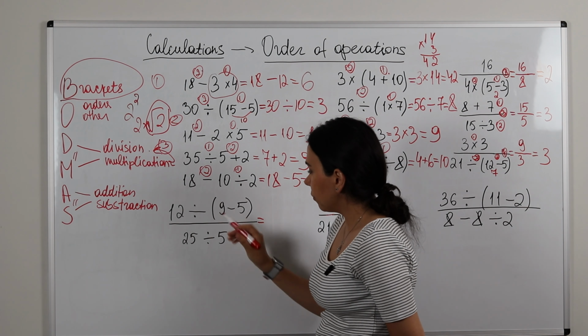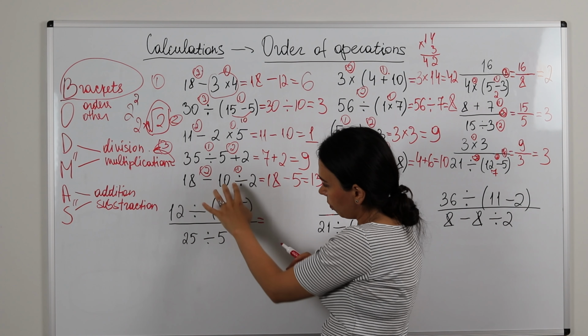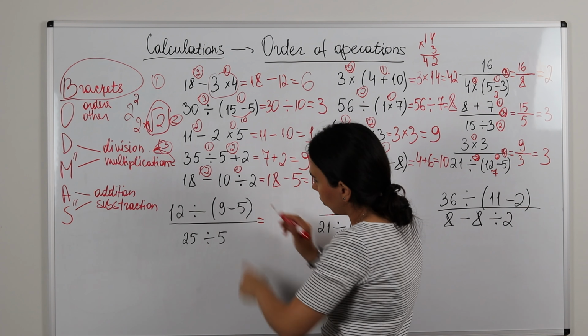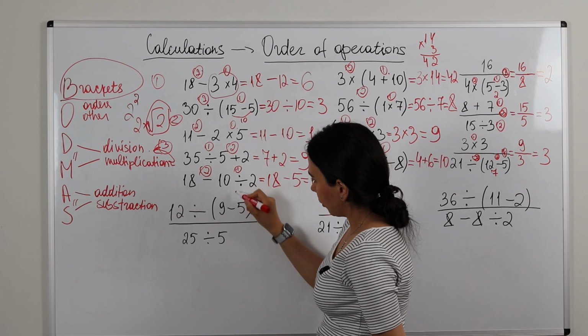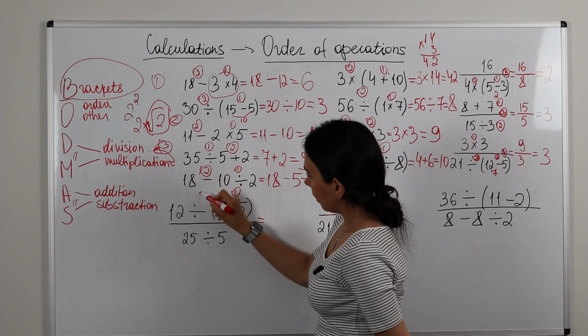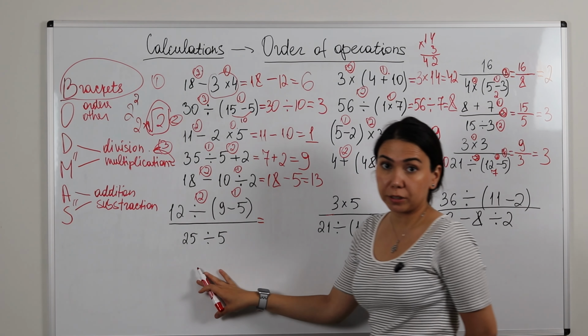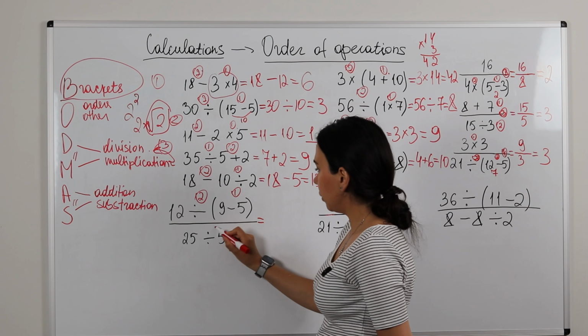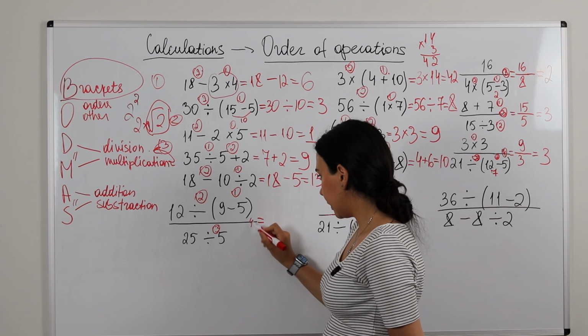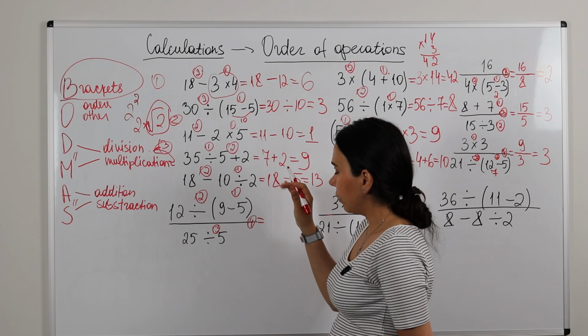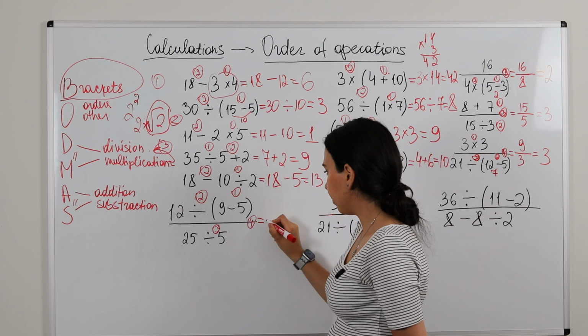12 divided, we have two expressions, top and bottom. First, we do the top. We have brackets and division. Bracket comes first, division comes second. Then we do the bottom. In the bottom we have only division. Then logically we do the division. And at the last bit, number 4, we divide top to bottom.